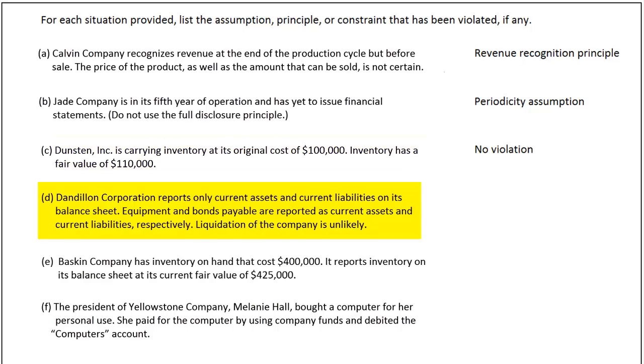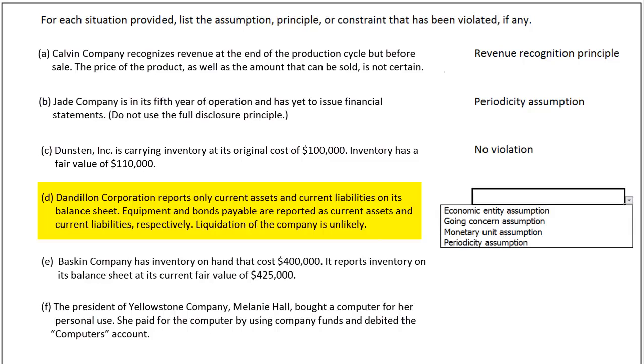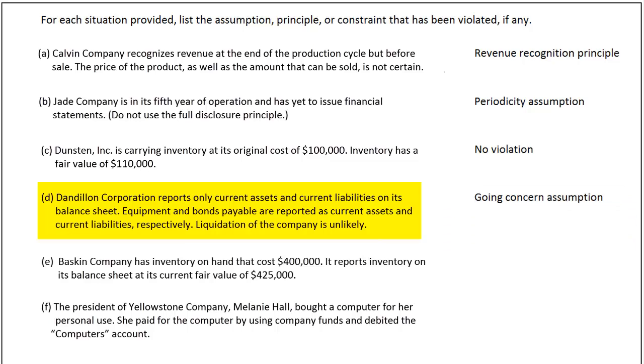Dandelion Corporation reports only current assets and current liabilities on its balance sheet. Equipment and bonds payable are reported as current assets and current liabilities, respectively. Liquidation of the company is unlikely. This is a violation of the going concern assumption, which states that the business will remain in operation for the foreseeable future. Thus, the company should classify assets and liabilities as both current and non-current according to their nature.